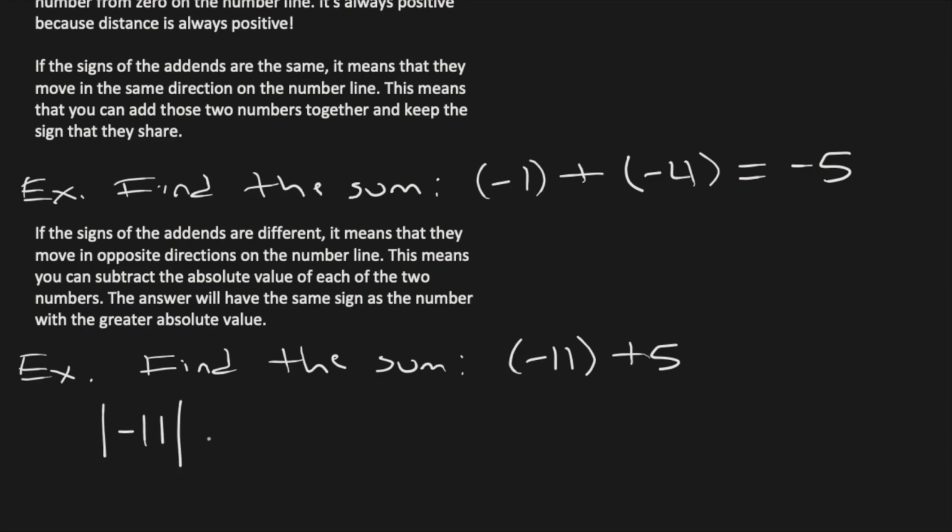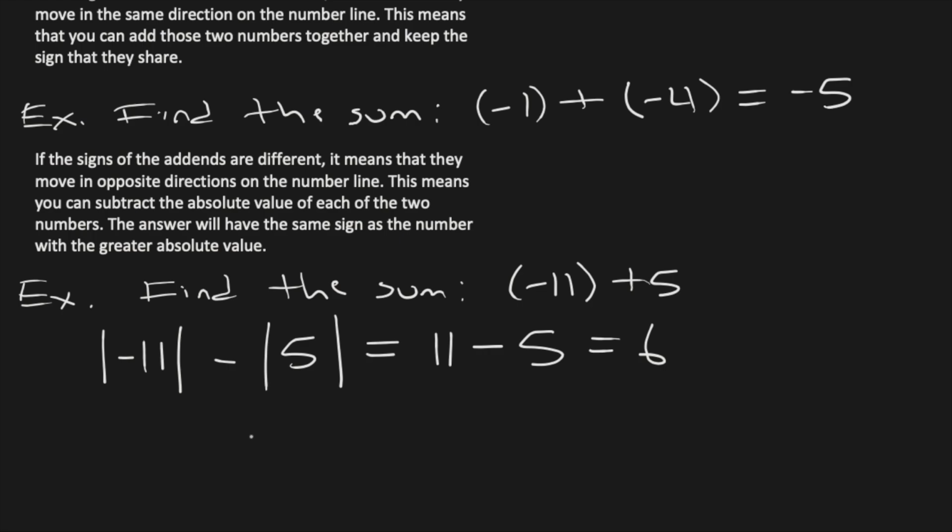So I'm putting negative 11 in absolute value minus the absolute value of 5 equals. We know that the absolute value of -11 is 11. We bring our negative sign over, and the absolute value of 5 is 5, and that equals 6. So -11 has the greater absolute value, so the answer is also -6.